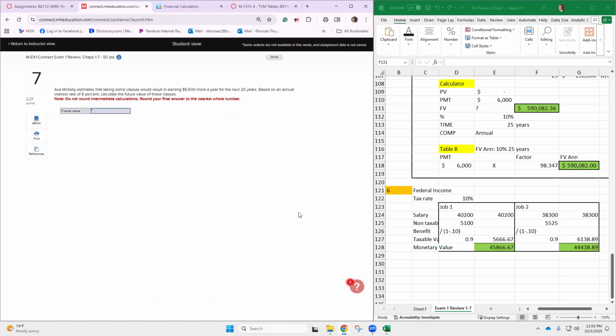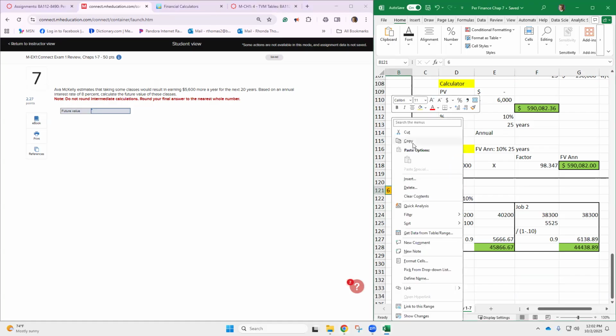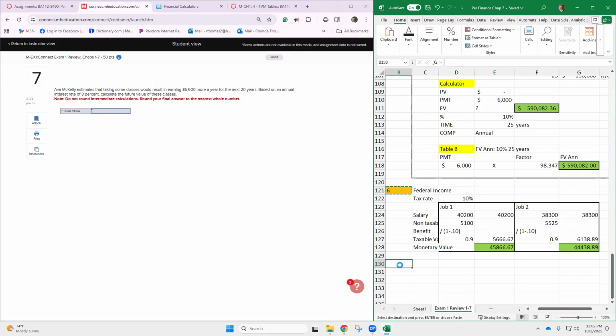Ava Kelly estimates that taking some classes would result in earning extra $5,600 a year for the next 20 years. This is that future value of an annuity thing. Based on an annual interest rate of 8%, calculate the future value of these classes. So once again, this is number 7, and it's going to be a future value of an annuity.